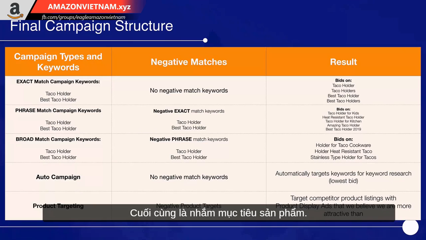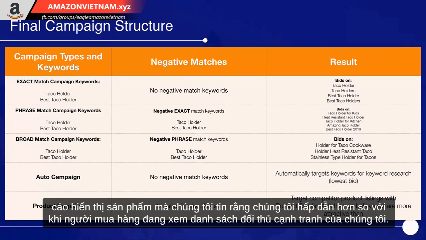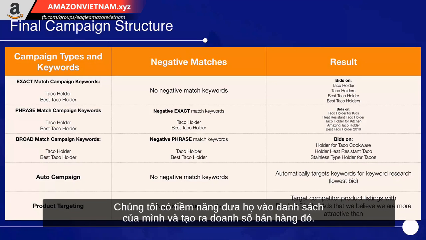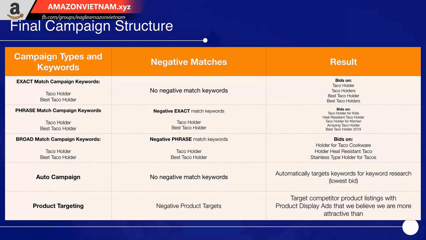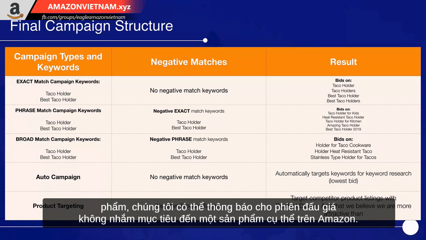The final is product targeting. So using product targeting, we can target competitor product listings with product display ads that we believe we are more attractive than, and when the shopper is looking at our competitors' listings, we have the potential to bring them to our listing and generate that sale. When setting up, we won't set any negative matches, and within product targeting campaigns, we have the ability to tell the auction not to target a specific product on Amazon.